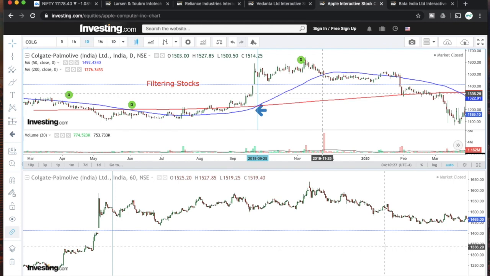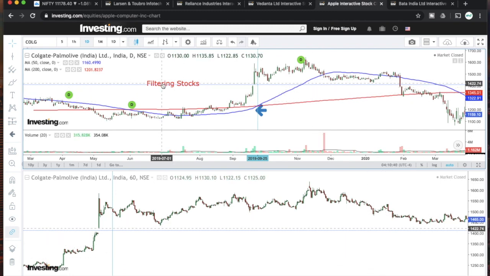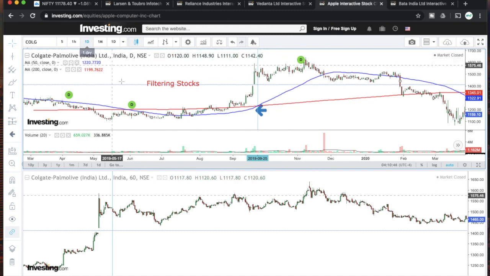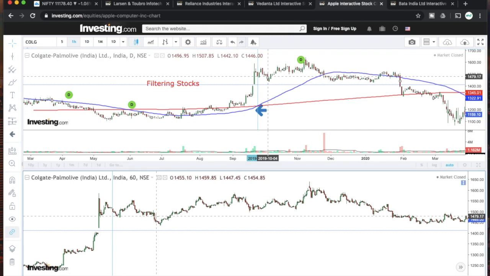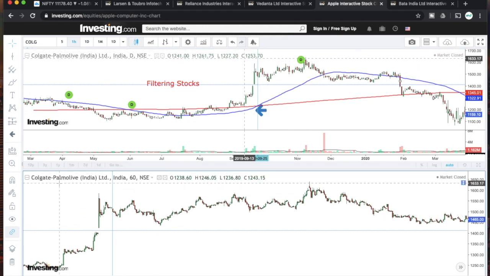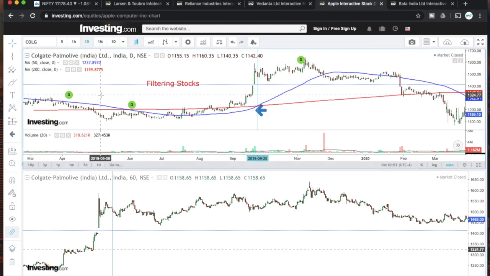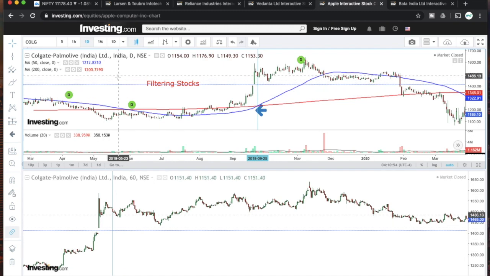Now let's come to the more important strategies. This is for you short-term traders or intraday traders out there. This is what I absolutely love about the golden crossover. This is called filtering of stocks using the golden crossover. I have the charts of Colgate Palmolive on the 1 day time frame on the top, and on the bottom I have a 60-minute chart of Colgate Palmolive. So I'm doing a multi time frame approach. A lot of people ask me, how do I do that?